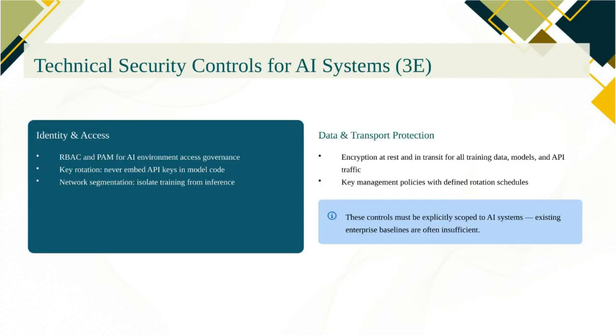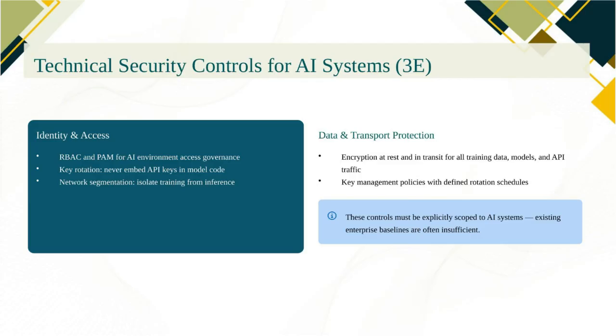Let me walk through the technical controls the exam tests most frequently. Role-based access control and privileged access management are essential for AI environments. Who can access which model, which dataset, which API, and with what level of privilege? Encryption at rest and in transit protects training data, model weights, and API traffic from interception and unauthorized access.